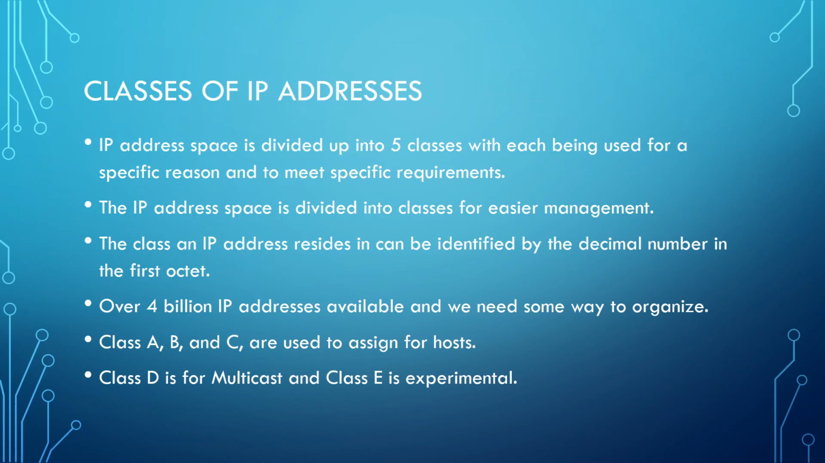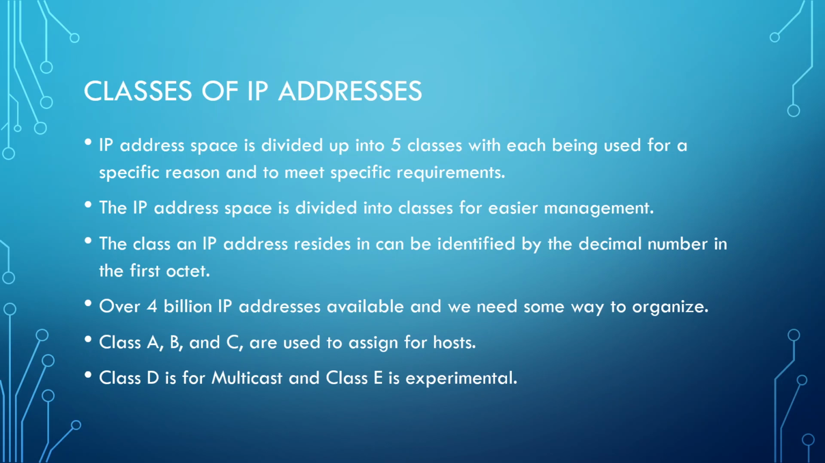So if you want to have multicast IP addresses, you know which range to look for. If you want Class A, Class B, or Class C, you know what to look for. There are 5 classes: Class A, B, C, D, E. Class A, B, and C are used to assign out to hosts. Class D is for multicast and Class E is for experimental.